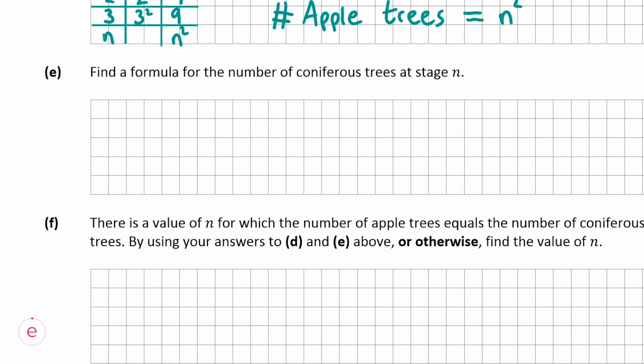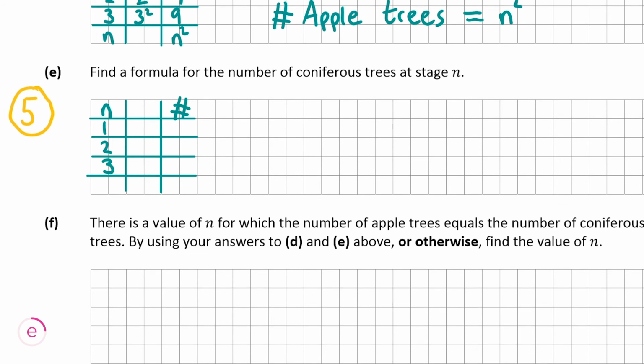Now part E is also worth 5 marks, and we're doing the same thing again, but this time for the number of coniferous trees. Once again, I'm going to draw out a quick table, which will help us. We're going to have the first 3 stages of the pattern, 1, 2, and 3, and the number of coniferous trees will be in the third column.